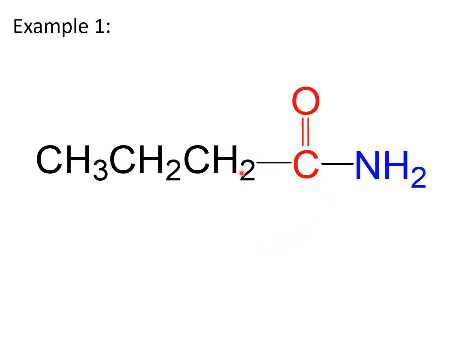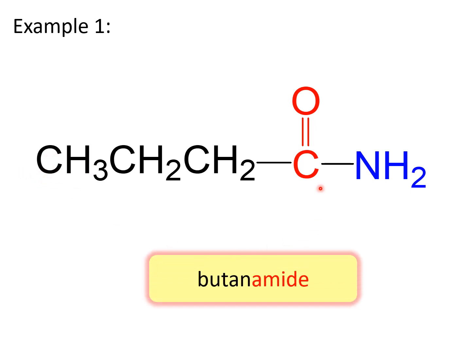Look at this example. You need to count the longest carbon chain available, and the carbon should be counted starting from the carbonyl carbon directly attached to nitrogen. This is the functional group and the highest priority in this compound, so you cannot count carbon number 1 from the other end. Carbon number 1 should be here, the C double bond O. So 1, 2, 3, 4. Instead of butanoic acid, you call it butanamide. There is no substituent here, so the name will be just butanamide.